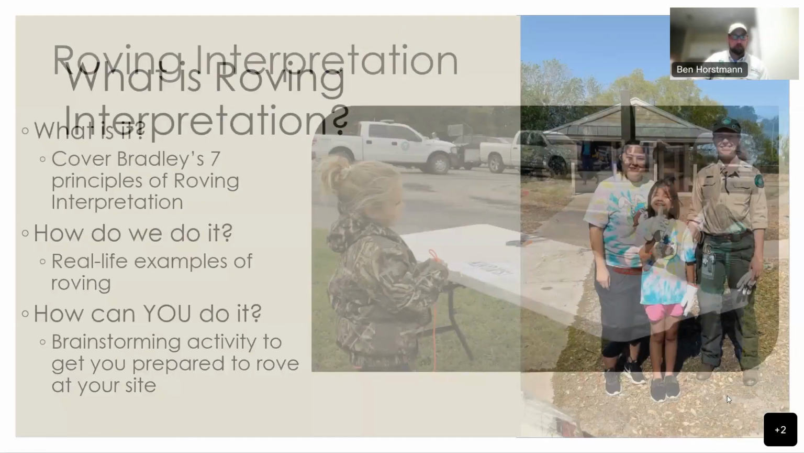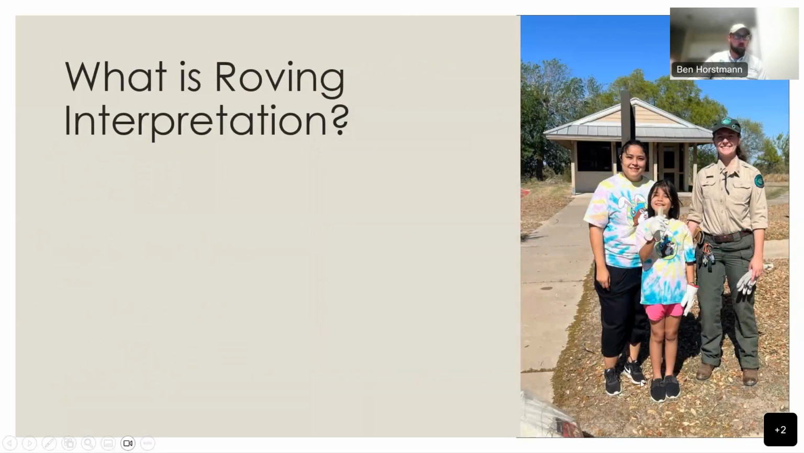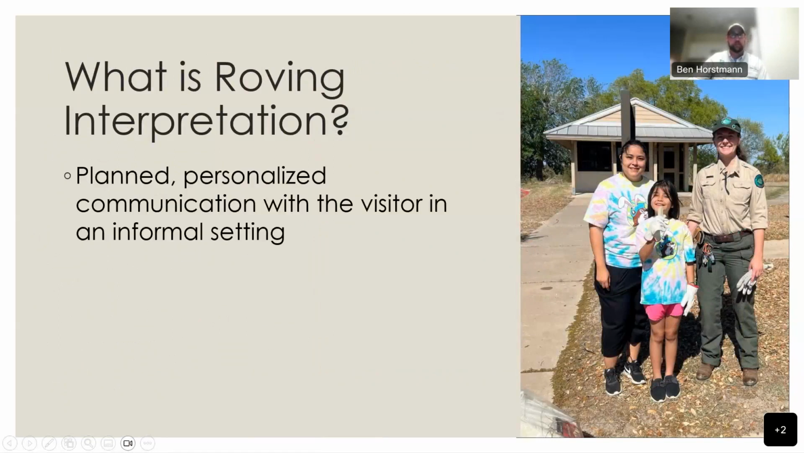So first of all, what is it? A lot of people think of roving interpretation when we talk about it to our staff, and they don't think of it as anything that can be planned, and it really is something that is planned, and we'll get a little bit more into that. But it is a planned, personalized communication with the visitor in an informal setting.